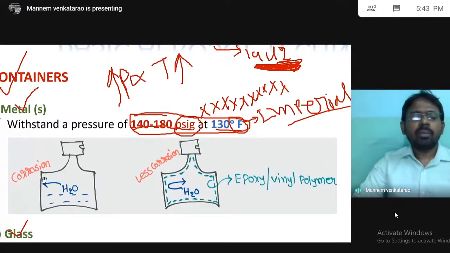Once rust is formed, what happens? Some rust will drop into the aerosol product. Once you inhale, what happens? This rust is introduced into your lungs. Otherwise, it can also block the valves. That's why this is the major drawback of metallic containers.